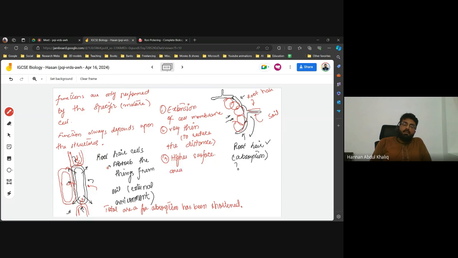But overall, surface area is basically the area available for absorption. So, instead of only one side available for absorption, the plants extend their cell membrane into the soil to maximize the absorption. And then you must know another thing, that they contain a lot of mitochondria. And these mitochondria would help in active transport, which you might know.